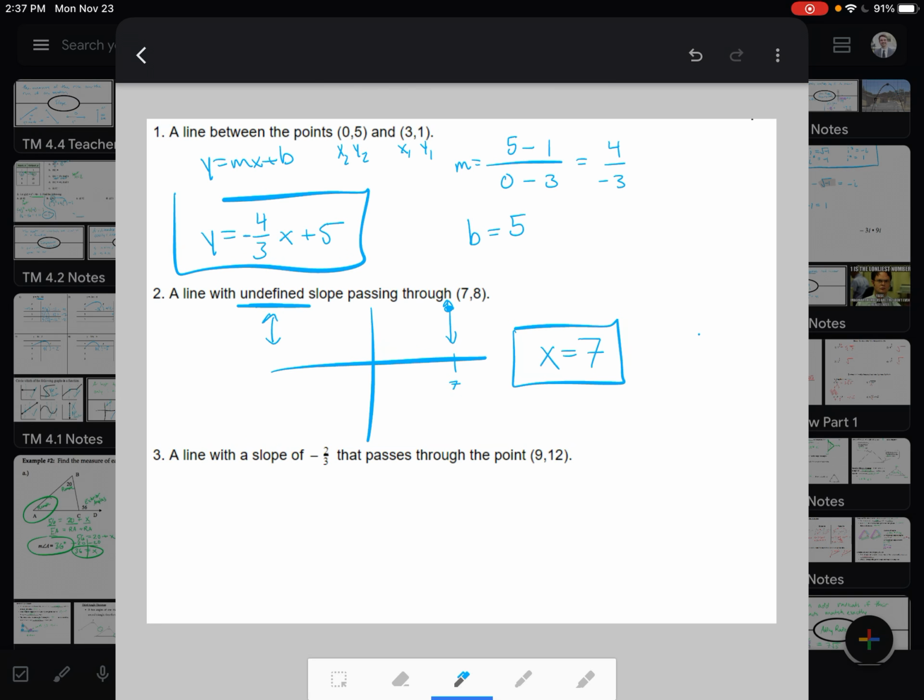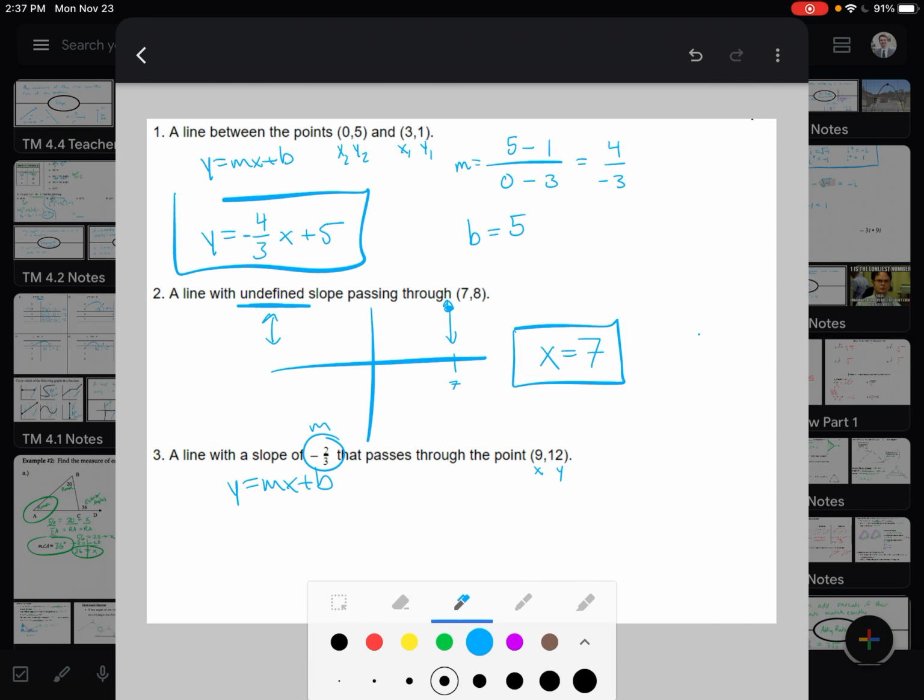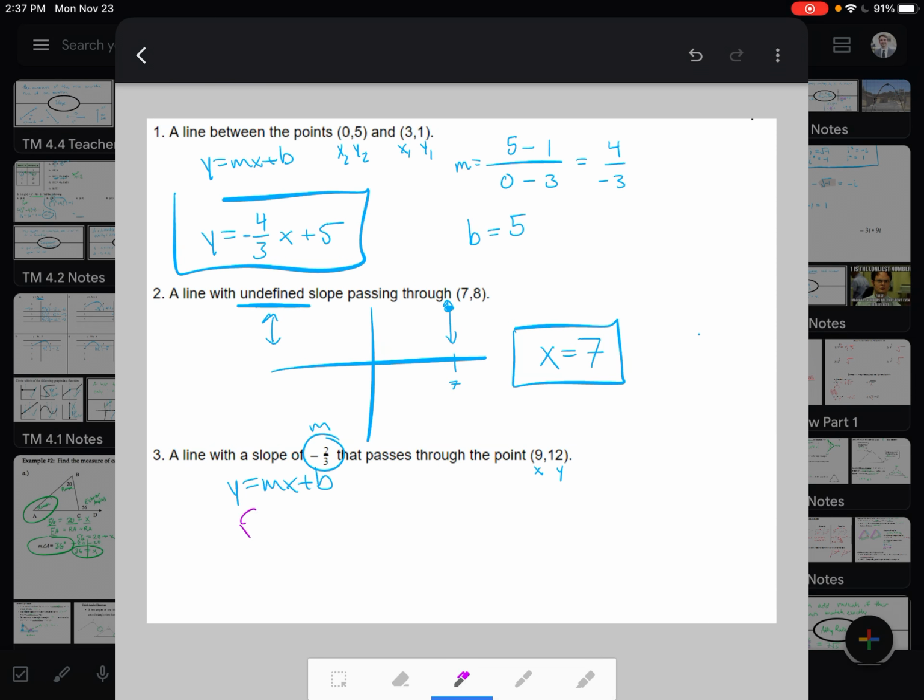And for our last one, a different type of example, again y equals mx plus b. They're giving us the m value. They're actually giving us an x and a y as well, but they're not telling us what b is. So it's our job to take everything that we have and plug it in. So y equals 12. We know m is negative 2 over 3. We know x is 9, but we don't know b. So let's solve for it.